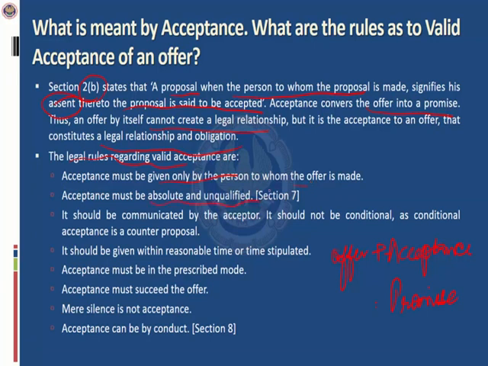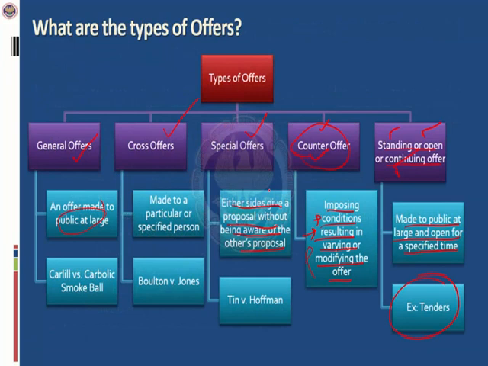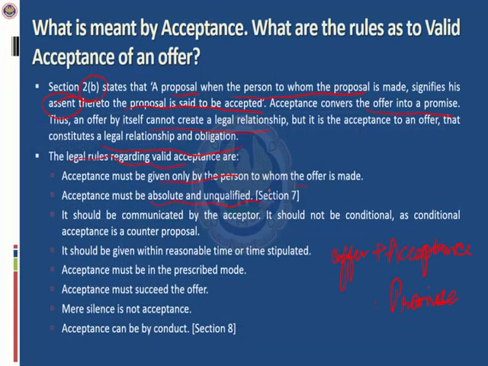It must be absolute, unqualified. It should not be conditional. Because if it's conditional, I was given an offer, I imposed certain conditions which varied or modified the contract, and therefore it became a counter offer. My counter offer should not exist. My absolute and unqualified acceptance should be there.